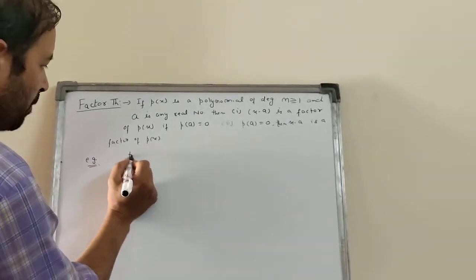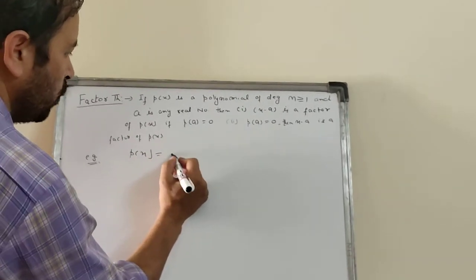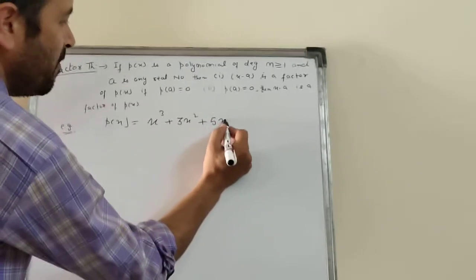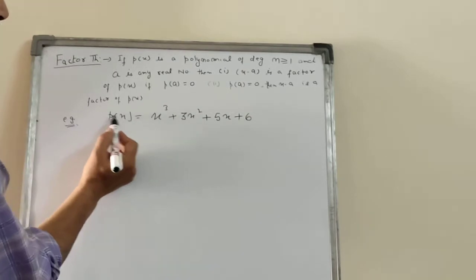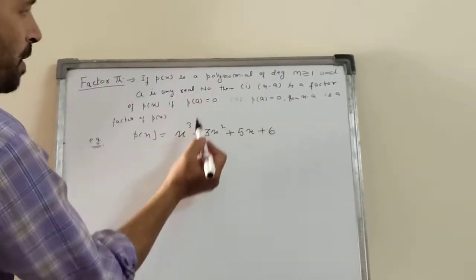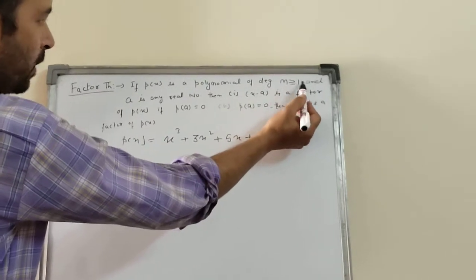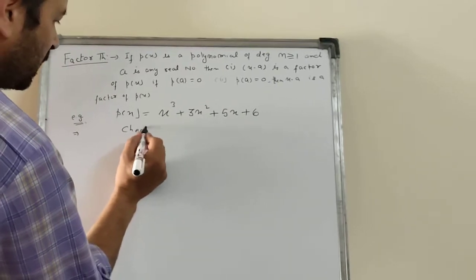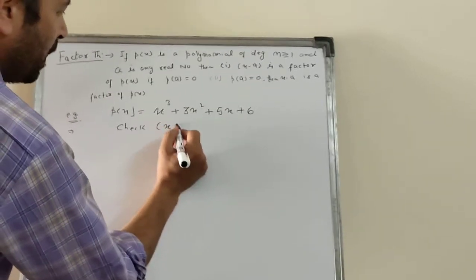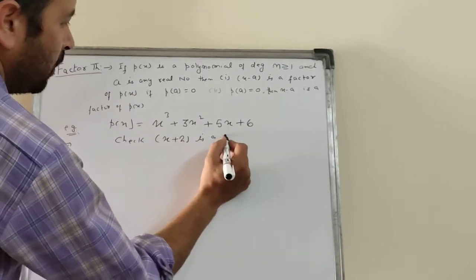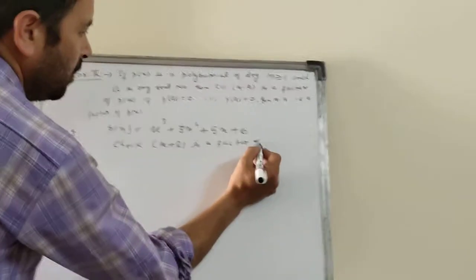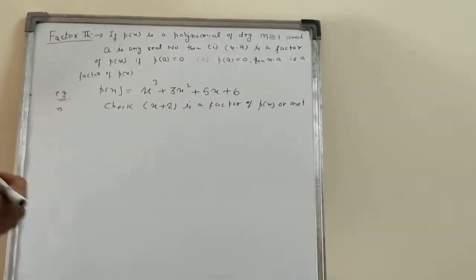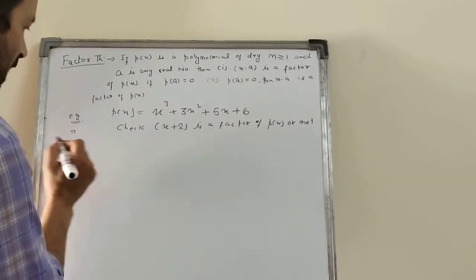Suppose we have a given polynomial p(x) equal to x cube plus 3x square plus 5x plus 6. This is the polynomial p(x), having degree 3. So 3 is more than 1, and the question asks: check whether x plus 2 is a factor of p(x) or not. So how to establish it?